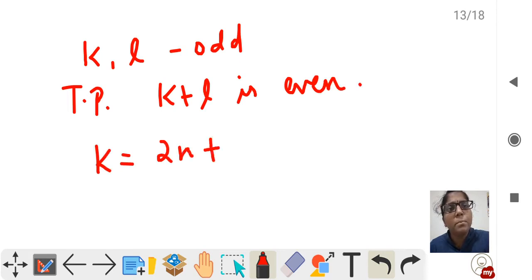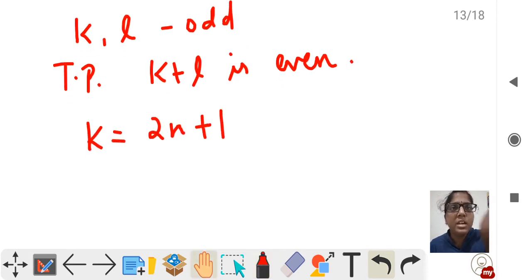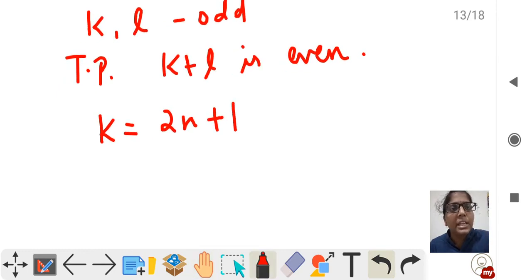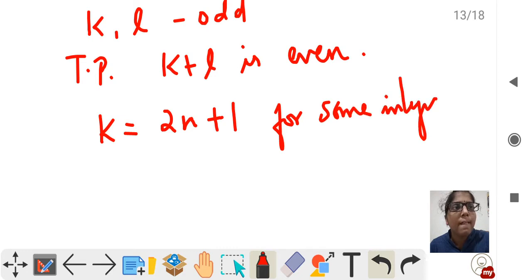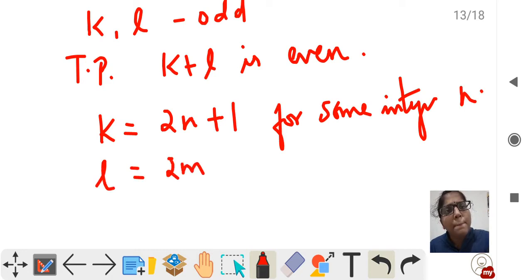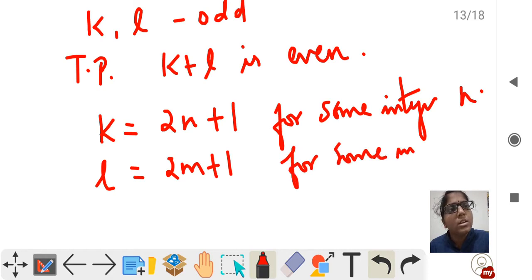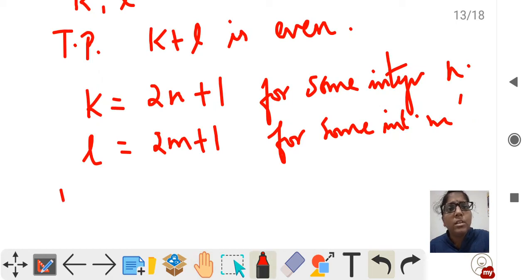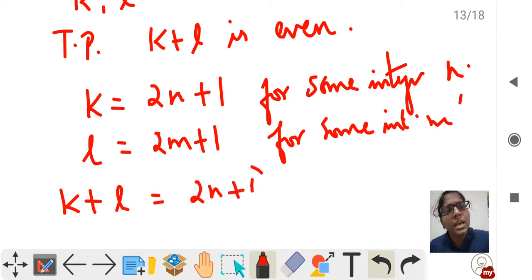It is 2n plus 1. If the given term is k, you can take its odd form as 2n plus 1 for some integer n. Okay, so what is l? l is equal to 2m plus 1 for some integer m. So what is k plus l? What is the addition of these two odd numbers? It is 2n plus 1 is k, and 2m plus 1 is l.